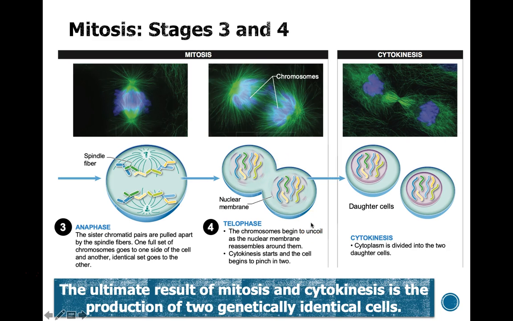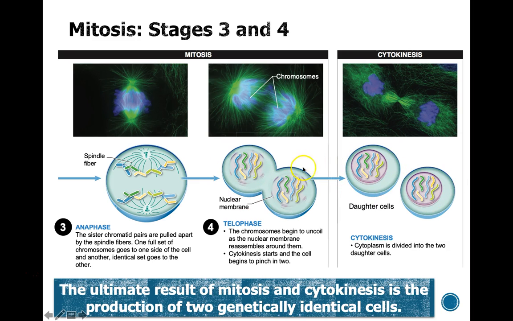There's one little mini phase we haven't talked about yet. That is called cytokinesis. Cytokinesis is a separate phase, separate from mitosis, but it actually begins to occur at the end of mitosis. Cytokinesis means splitting of cytoplasm, and that is where the cell membrane begins to pinch in and eventually will pinch so far that it divides the cell into two.